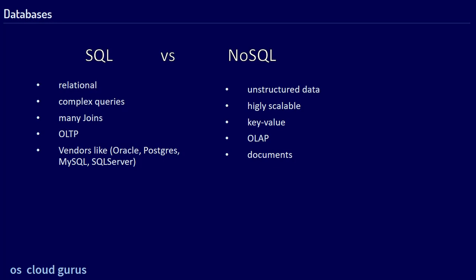If you see the one or the other, this could be a hint whether it's going to be a SQL or NoSQL database. So for SQL, of course, relational, also complex queries, many joins, OLTP, vendors, if they are already found in the question, like Oracle, Postgres, MySQL. And for NoSQL, of course, unstructured data, highly scalable, key value, and especially for DynamoDB, OLAP, or documents. Amazon also has a DocumentDB.